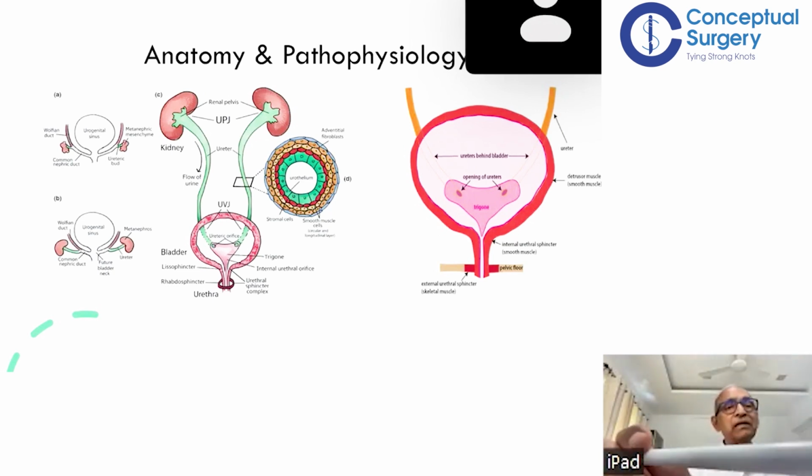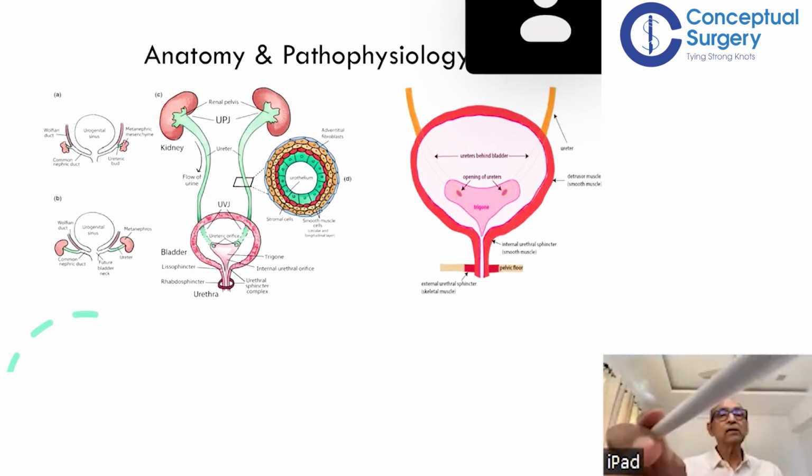I have three diagrams here, one of the mature full system and the other of the bladder itself with the ureters traveling submucosally in the form of a tunnel. And that is being shown very clearly here. And so now let us move on. After a brief discussion of this anatomy and pathophysiology, let us now move on to the next slide.